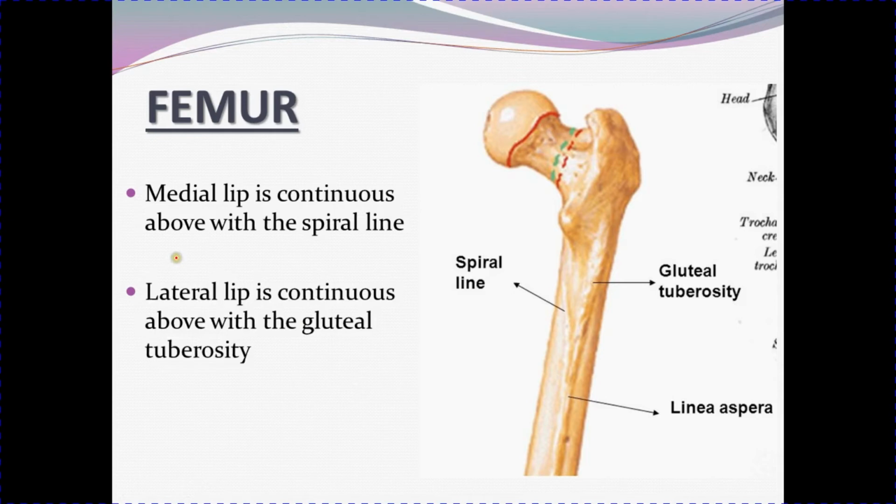The medial lip of the linea aspera is continuous above with the spiral line. You can see over here in this figure, this is linea aspera and the medial lip is running upward and it becomes continuous with the spiral line. The lateral lip of the linea aspera is continuous above with a tuberosity called the gluteal tuberosity.